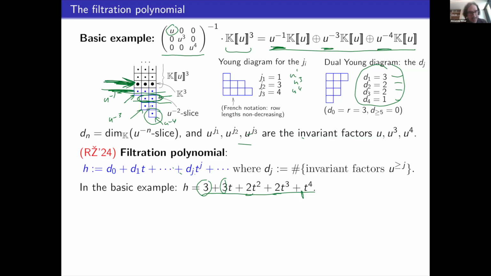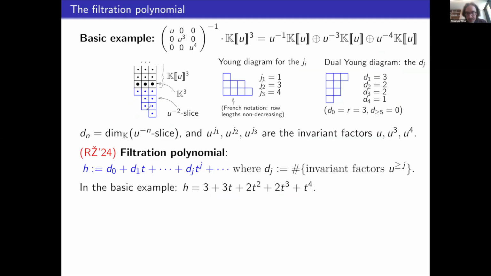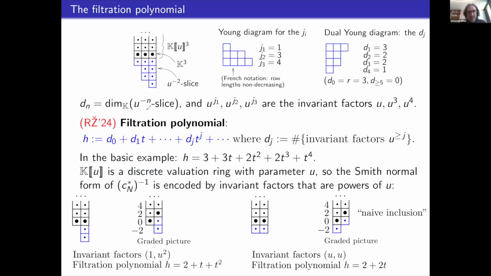Okay, and let me remove the annotations. Okay, and so here's our example from before, T*CP1. We had the naive case where we just said, okay, imagine that quantum cohomology just gets these two extra classes. That would correspond to a matrix of the form diag(U, U). So we would get invariant factors U and U. And so here the filtration polynomial would have a 2 and a 2, because of the dimensions here, 2 and 2 dimensions.